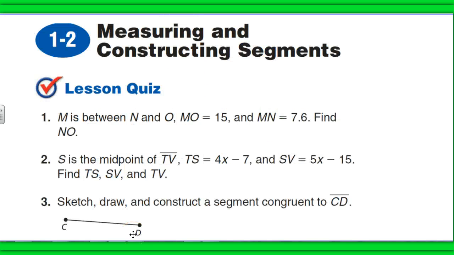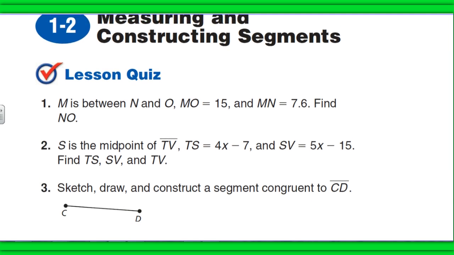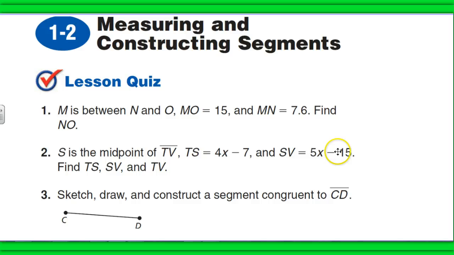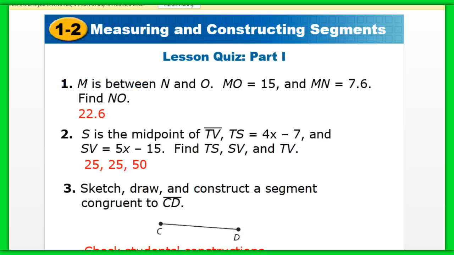Okay, it's time now for you to take your quick lesson quiz. You do this at the end of every lesson. Come back and check your work, and then you're ready to go. Number 1, 22.6. Number 2, 25, 25, and 50. And then please have myself or Mrs. Murrah check your constructed segment, okay?